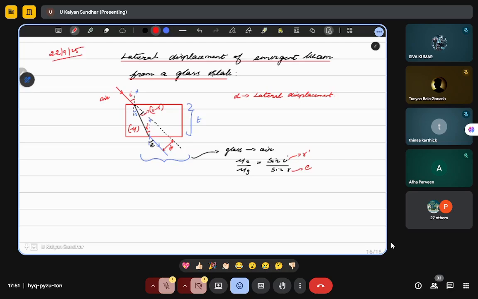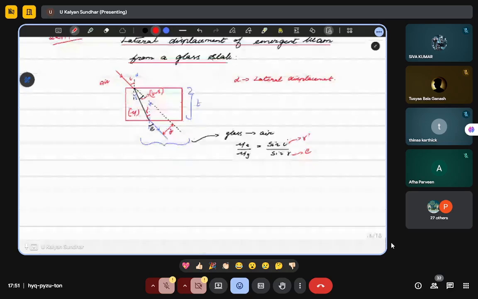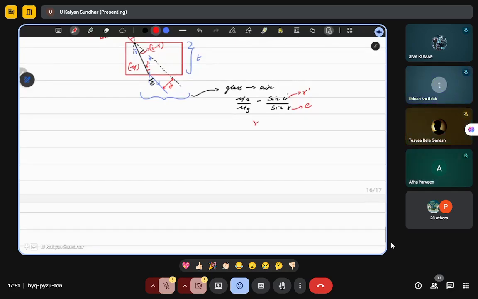Correct. And also we know that r is going to be r dash, since they are interior and opposite angles. Correct, sir. So how can I write this? Mu of air into sin r will be equal to mu into sin r value. So r is going to be one value. Am I right? So I can write sin i is going to be your sin of emergence value.